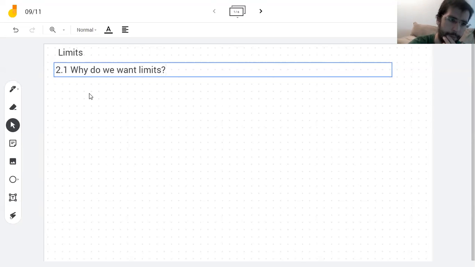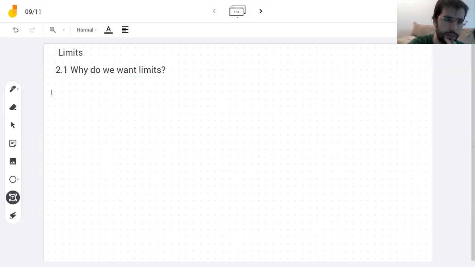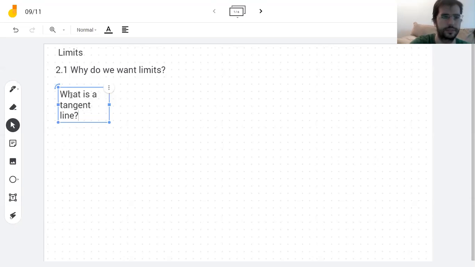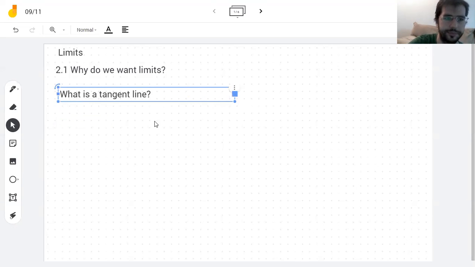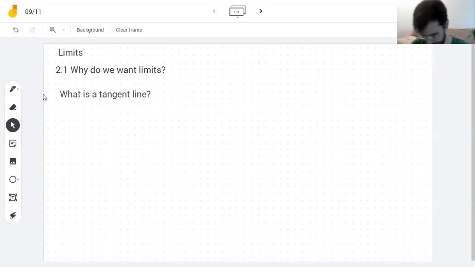I'm going to start with a very hard question, but hopefully you can give me a reasonable answer, or several. What is a tangent line? I think we know the answer. I think we know what we mean by a tangent line.